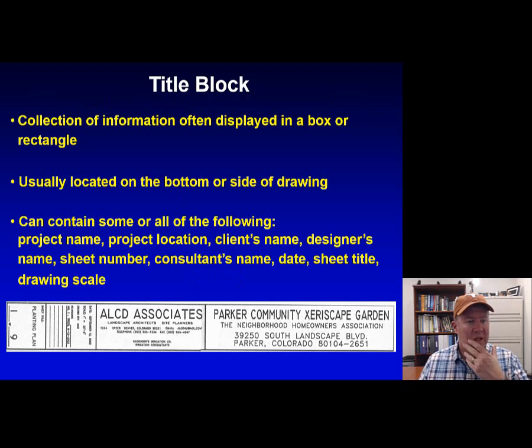Title block. Well, that's a collection of information often displayed in a box or a rectangle, and that is at the very bottom of the drawing, or it could be off to one side, going in a vertical direction. Again, located at the bottom or the side, it can contain some or all of the following information: the project name, the project location, the client's name, the designer's name, the sheet number, the consultant's name, the date, the sheet title, and the drawing scale.